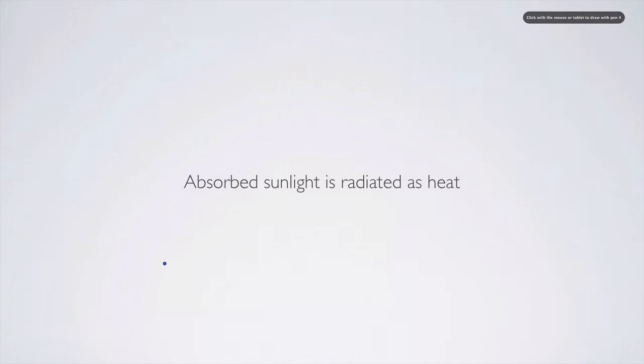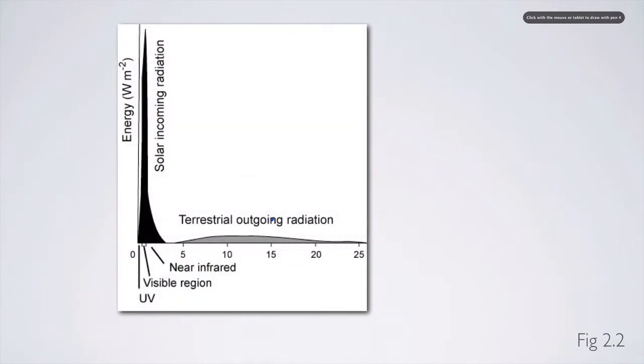Once sunlight is absorbed, it's not radiated as light. It's radiated as heat. And because the Earth is cooler than the sun, it's radiated at longer wavelengths typically. So here's figure 2.2. And this shows, again, the wavelengths, which are going to be in micrometers. That's the incoming solar radiation, really tightly compressed in UV, visible, and near infrared. And you can see terrestrial outgoing radiation is in these much longer wavelengths, with much less energy involved in each of those.